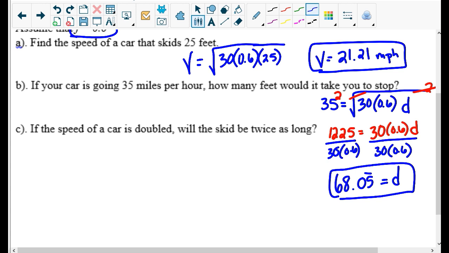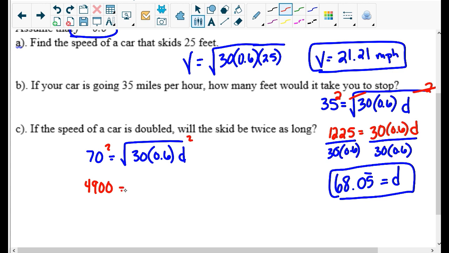What if I double it? 35 times 2 gives me 70. Okay? 70 equals the square root of 30 times 0.6 times d. So again, now we're squaring both sides again. So 70 squared gives me 4,900. And again, this gave me 18, so that canceled. That gave me 18d. So we're then dividing this by 18 again. And d then equals 272.2.